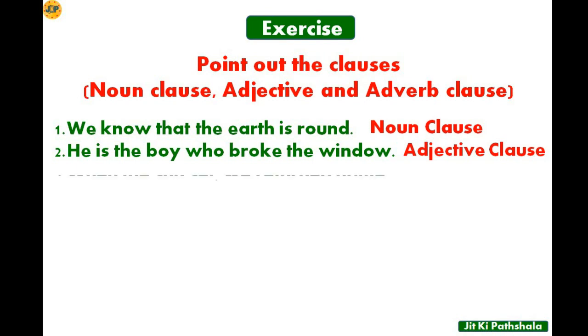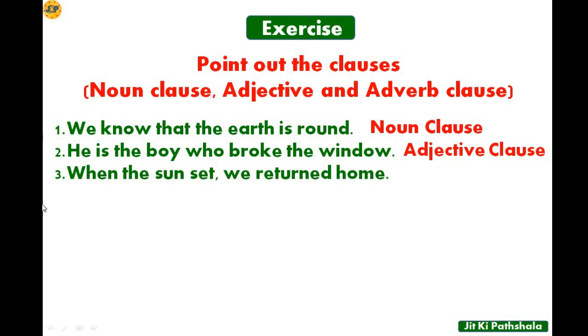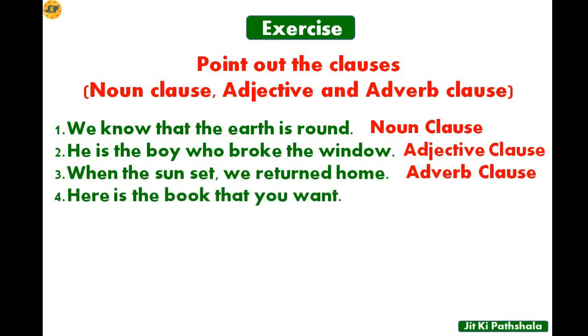Number 3, when the sun set, we returned home. So what are we actually expressing here? We are actually talking about the time here, isn't it? When the sun set, here sunset, we are talking about the time. So it will be an, yes, adverb clause. Next question. Here is the book that you want. So here we are talking about the book, and this is a special book we are talking about. There is some speciality about the book. So of course, when we are talking about the speciality of something, it is an adjective clause.